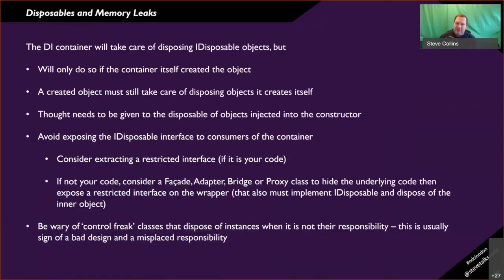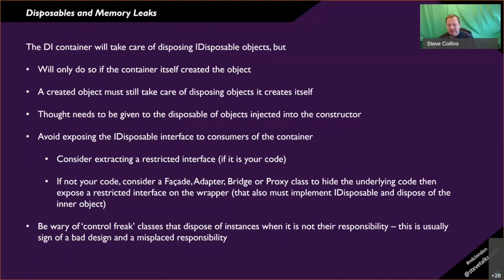Coming back to hiding the Dispose method. If you cannot change the class as you don't own the source code, and it doesn't already have some abstraction that hides the Dispose method, you may want to consider some of the Gang of Four patterns, such as facade, adapter, bridge, or proxy. These are all variations of a theme where you create some kind of wrapper class that encapsulates the thing that you need to dispose.